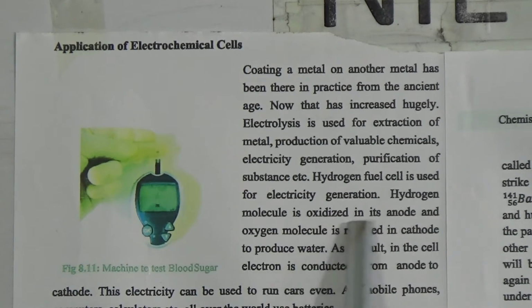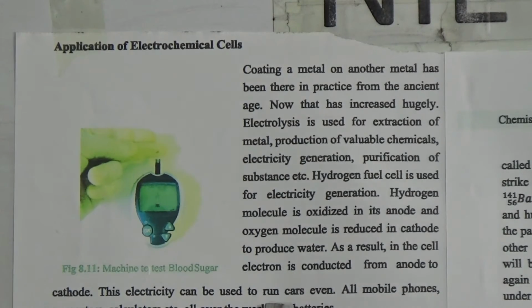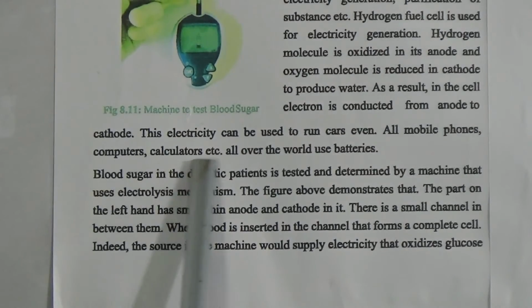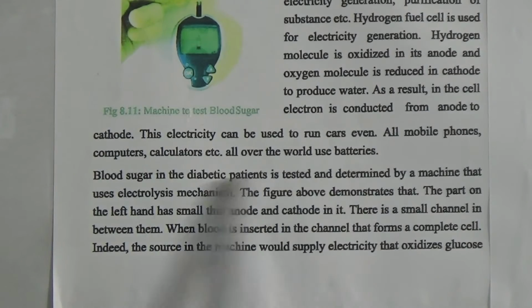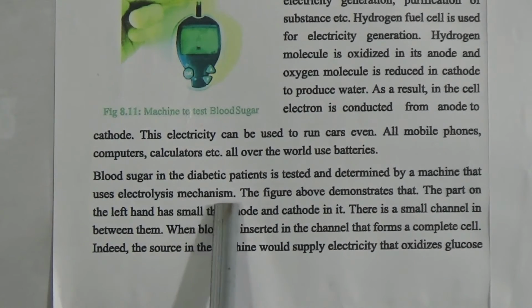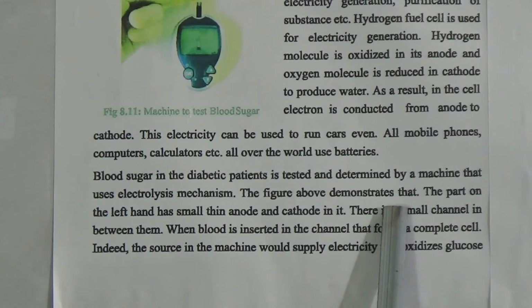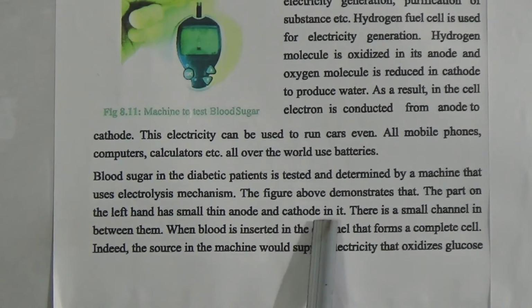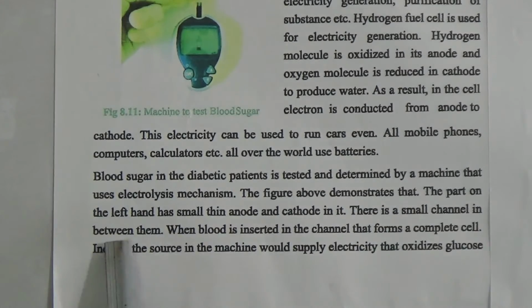Hydrogen molecule is oxidized at the anode, and oxygen molecule is reduced at the cathode to produce water. As a result, in the cell, electrons are conducted from anode to cathode. This electricity can be used to run cars even. All mobile phones, computers, calculators, etc. all over the world use batteries that use the electrolysis mechanism. The figure above demonstrates that the left-hand part has a small thin anode and the cathode in it, and there is a small channel between them.